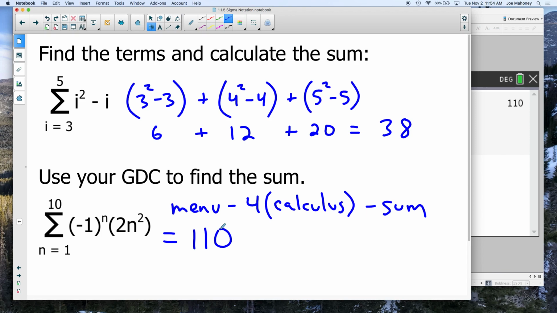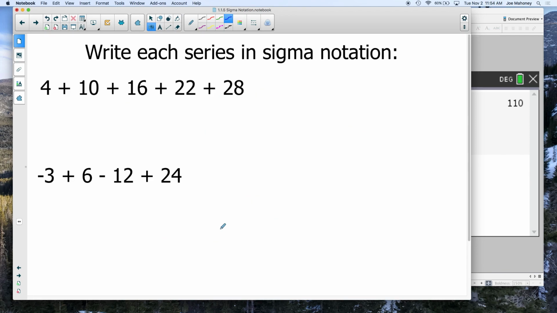So let's work a little bit on expressing a series in sigma notation. If you want to try it on your own, you can. I'll take a look at this first one here. So right away I'm figuring, is it an arithmetic sequence or is it a geometric? Which way is it going? It looks like I'm going up by 6 each time. So I'm adding 6 to get to each term.